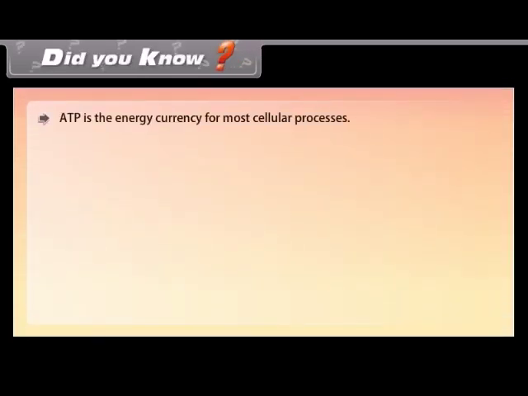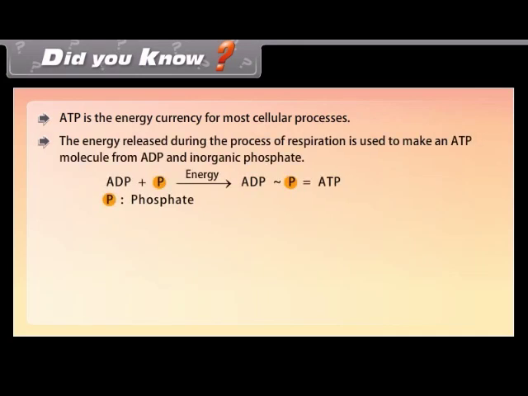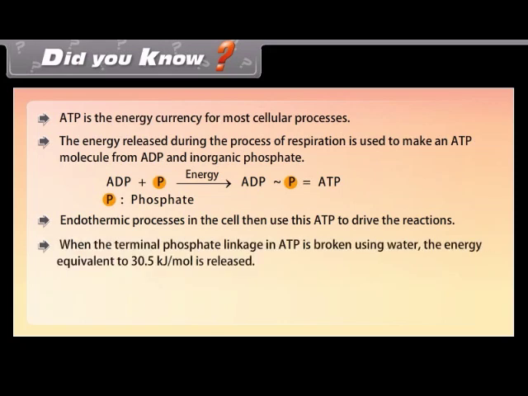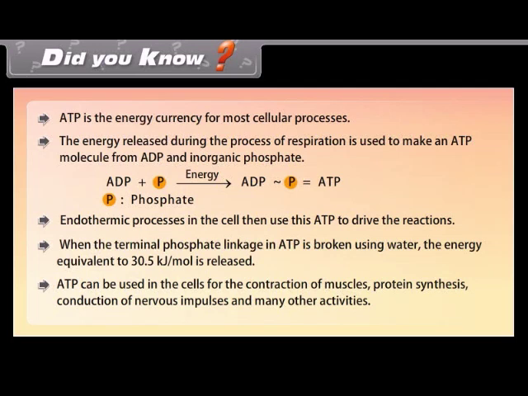Did you know ATP is the energy currency for most cellular processes? The energy released during the process of respiration is used to make an ATP molecule from ADP and inorganic phosphate. Endothermic processes in the cell then use this ATP to drive the reactions. When the terminal phosphate linkage in ATP is broken using water, the energy equivalent to 30.5 kJ per mol is released. ATP can be used in the cells for the contraction of muscles, protein synthesis, conduction of nervous impulses, and many other activities.